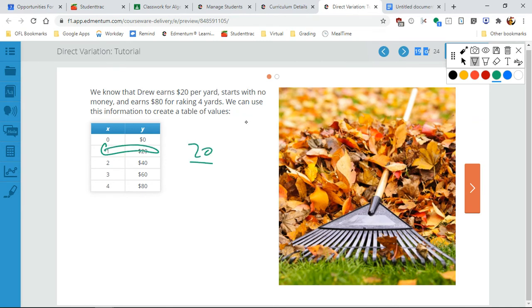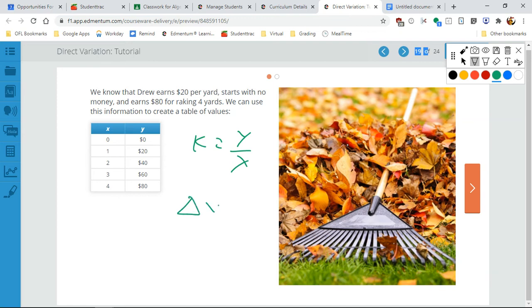So if I do 20 over 1, that's the same thing as 40 over 2. You still get that 20. Or if you did the slope, you went up by 20, you went up by 1, 20 over 1. Same thing. Slope and direct variation are the same thing. I just think it's so much easier to just do y over x. And it's the same thing because guess what?